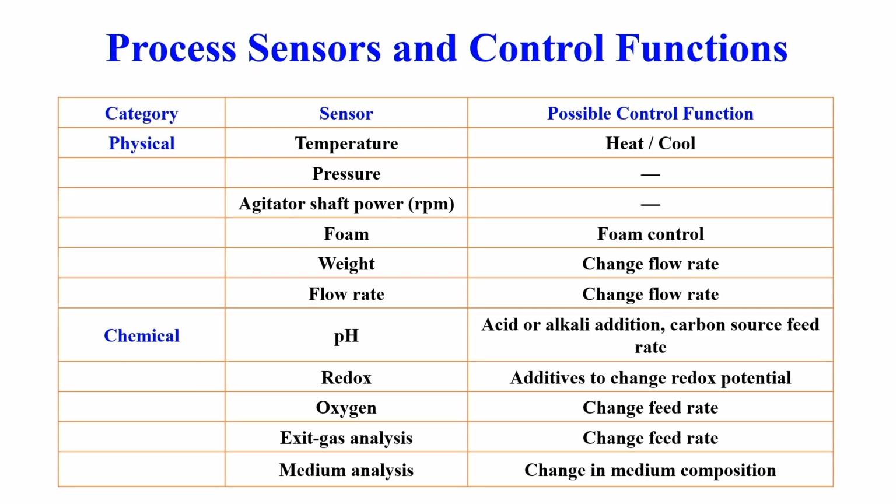So, here I have listed the process sensor and the control function. Let us say you are monitoring the temperature, what will be the control function? Either heating or cooling. Similarly, if you are monitoring the foam, if it is high, then you have to go for foam control. If you are monitoring the weight, it indicates there is a change in the flow rate. You can monitor the flow rate directly as well, rather than monitoring the weight.